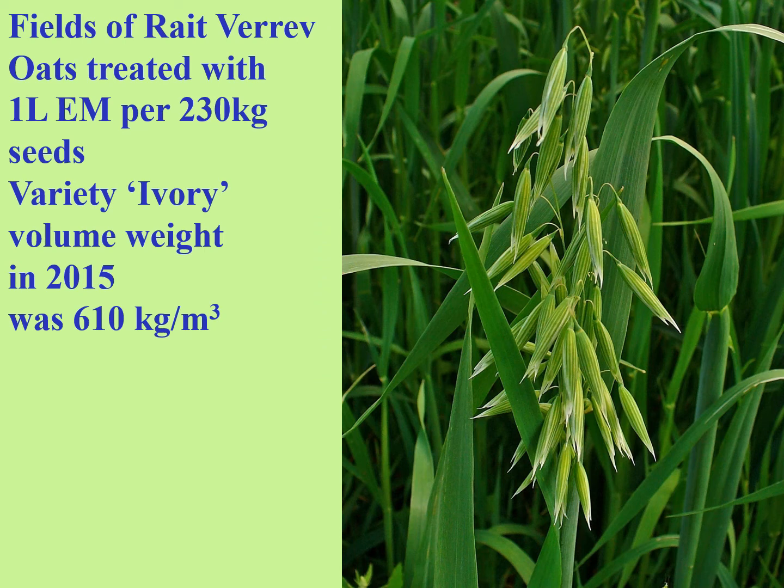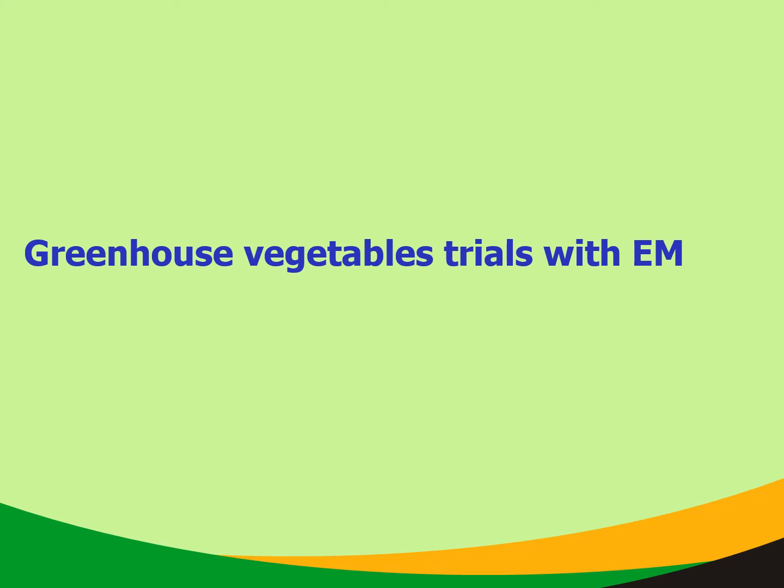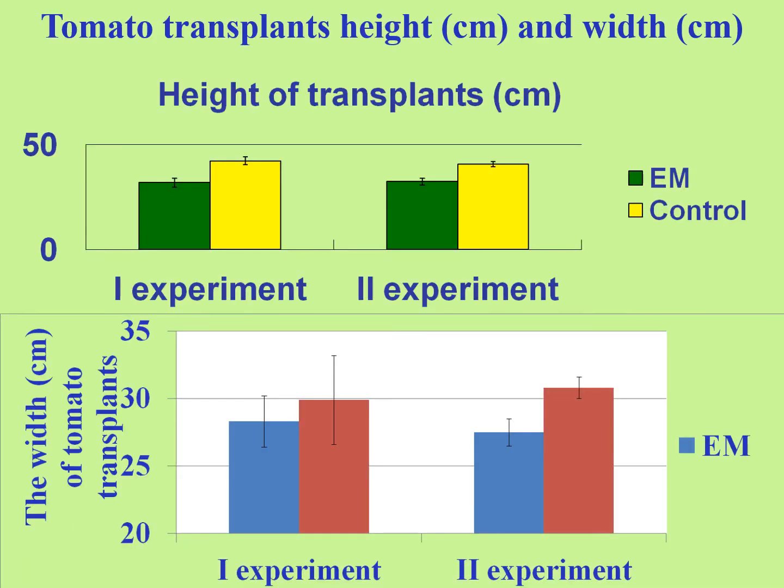Fields of oats treated with 1 liter EM per 230 kilograms seeds, variety Ivory, volume weight was in 2015 610 kilograms per cubic meter. Greenhouse vegetable trials with EM. Tomato transplants height and width. Tomato transplants height was lower in EM treatment than in control. The width of tomato transplants was not statistically different.